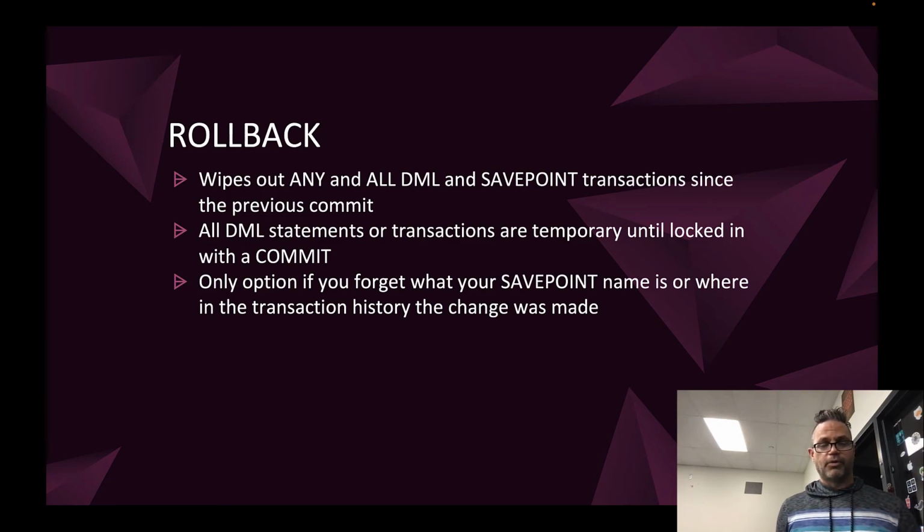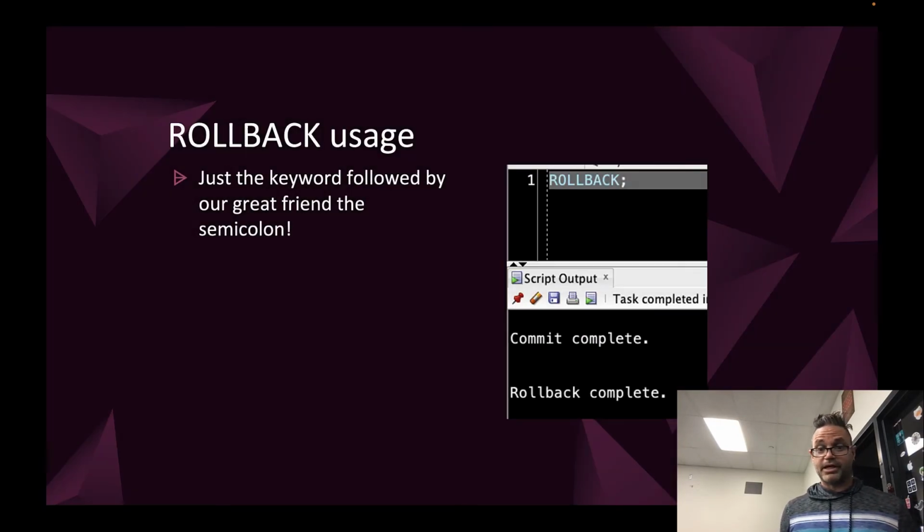So you only want to use this when it's the only option you have, because say, for example, you lost your SAVEPOINT names for some bizarre reason. So rollback is the option, oh, I have to redo everything from this point. So make sure you keep that in mind. It's really easy to do because all you have to type in, again, is just rollback. That's all it takes to actually run that, and it'll wipe everything out going back to the previous commit.